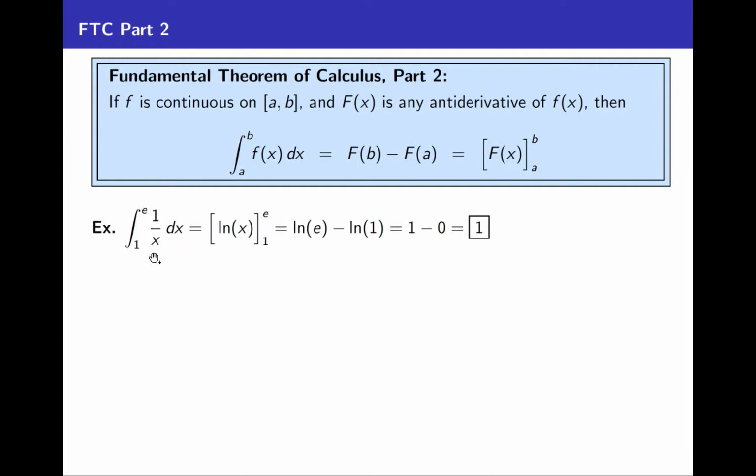Our function in this case, 1 over x, is positive on the interval from 1 to e, so we know we can interpret this definite integral as area. Here's a picture of the relevant area, the shaded region under the graph of 1 over x between 1 and e. Since the definite integral equaled 1, we see that the shaded area here is exactly 1 square unit of area.